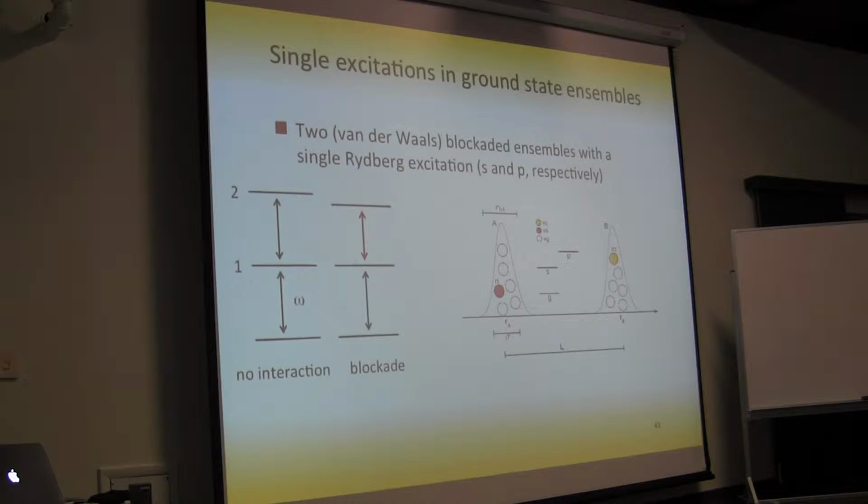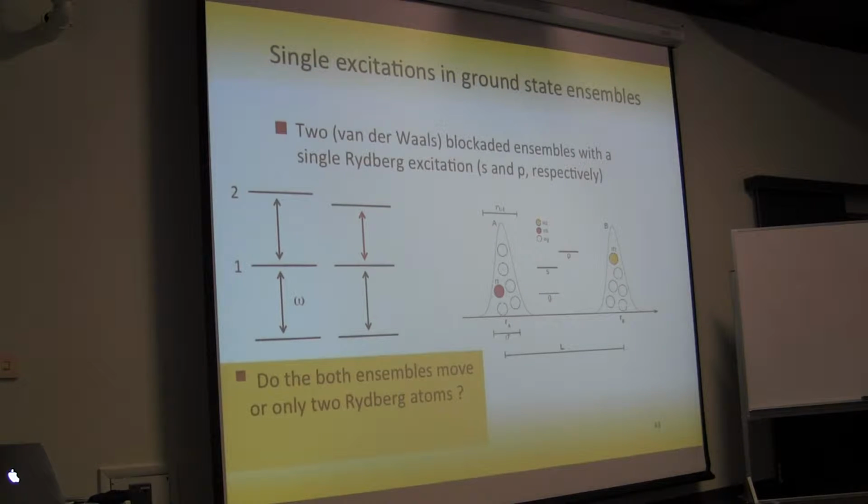And it's done like that, that you have basically a situation that the blockade radius is larger than the extension sigma of each of these clouds, but of course the separation of the two clouds is much larger than the blockade radius and the extension of the clouds.